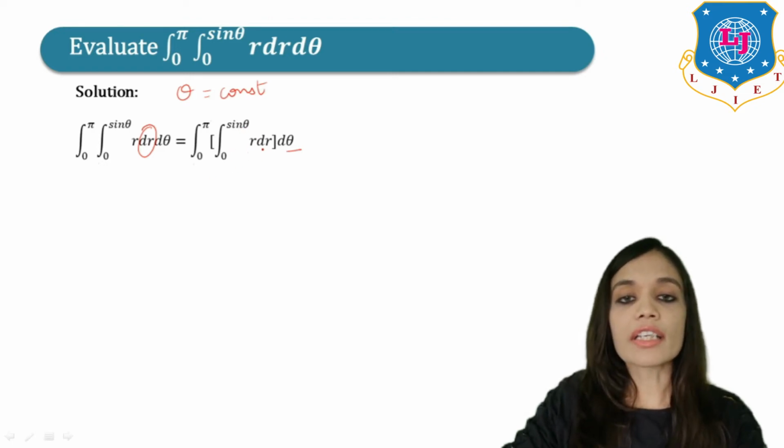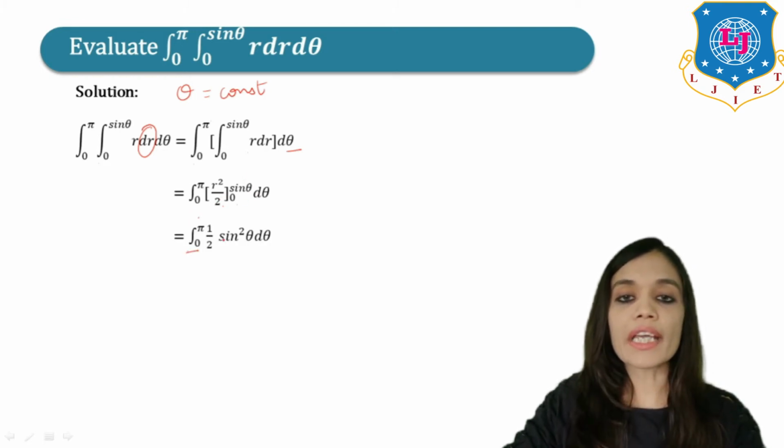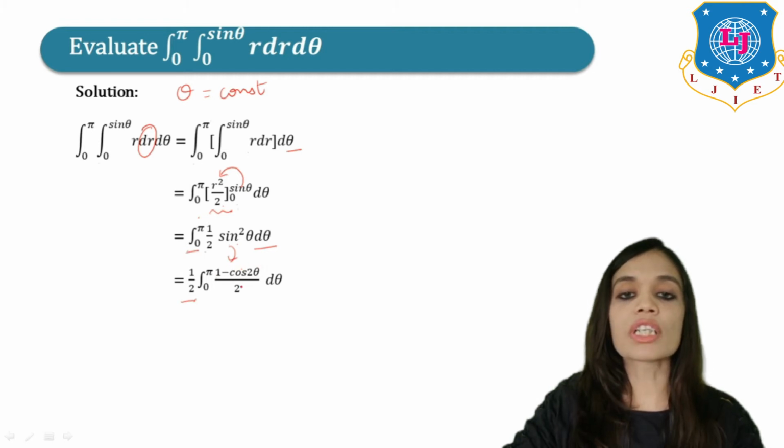Now again the integration of r will be what? r square by 2 and your limits are 0 to sine theta, right? Now this 0 to pi and d theta will remain as it is. Now in place of r replace sine theta. So you will get sine square theta by 2. If you put 0, then the whole term will become 0, right? Now we will take out this 1 upon 2 outside and replace sine square theta by (1 minus cos 2 theta) upon 2 d theta, right?